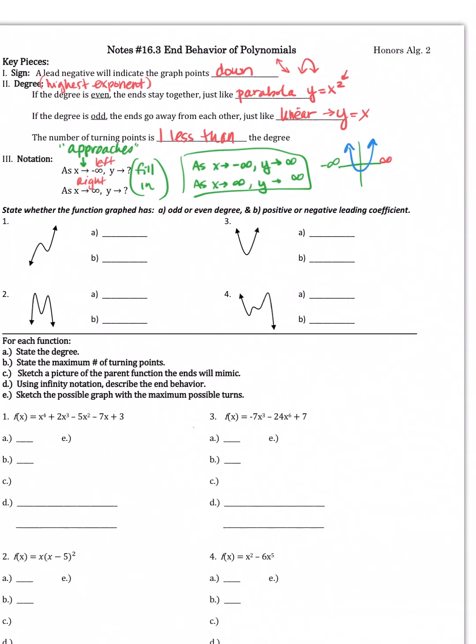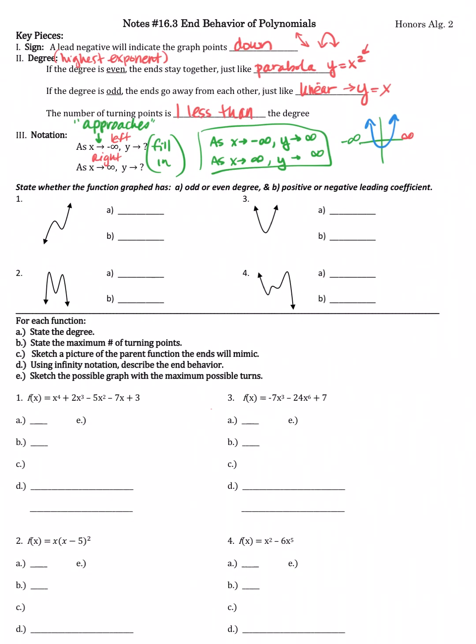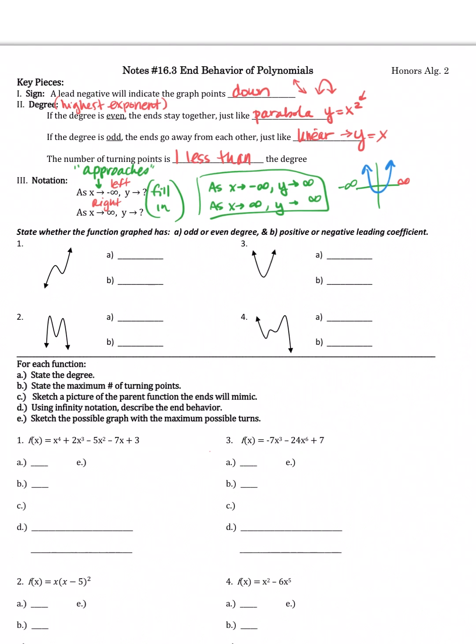All right, so let's look at these first questions here. It says state whether the function is graphed as an odd or an even degree, positive or negative leading coefficient. All right, so A is odd or even. Odd means they go in opposite directions. So I think odd, opposite; even, they go the same. As I look at my sketch here, my ends go opposite directions, so that means this one's odd. Number two, let's just do the A part first. They're going in the same direction, that means it's even. Number three, they go the same direction, so this is even. And number four, they go opposite directions, so this is odd.